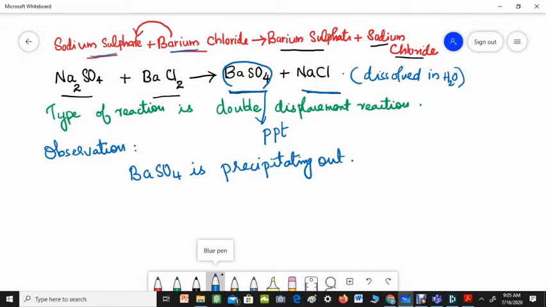So we answered 3 questions from this question paper. What is the type of reaction? That is double displacement reaction. And what is your observation? Observation is barium sulfate is precipitating out. And what is the chemical equation for this reaction?